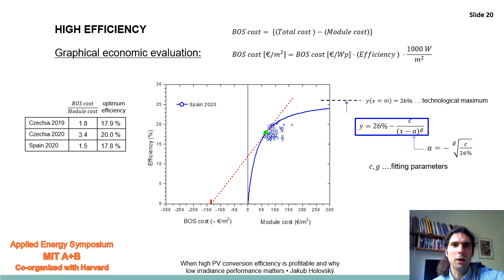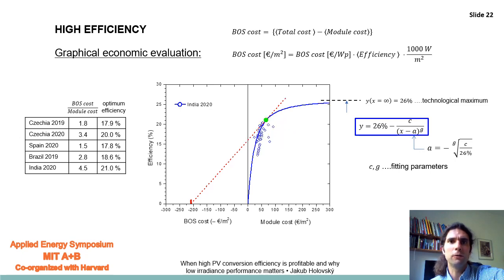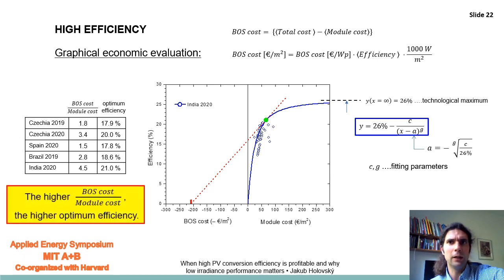If we continue by market analysis in other countries, we see that in different countries the touching point was at different level. And for example, in India it was at level of 21%. This is the way how we demonstrate graphically when high efficiency is profitable, and we see that it is for higher BOS over module cost ratio.